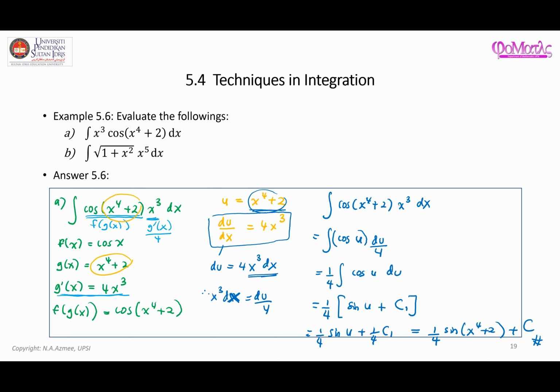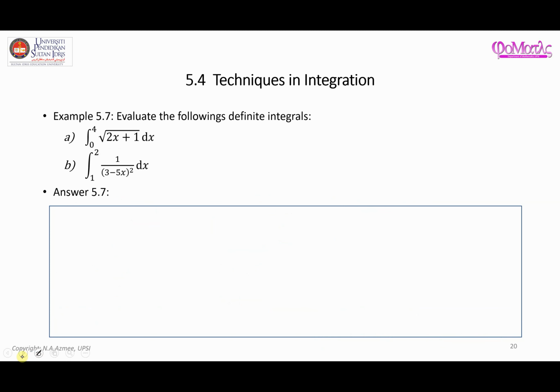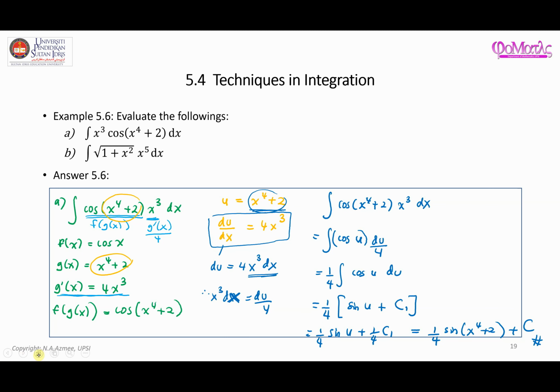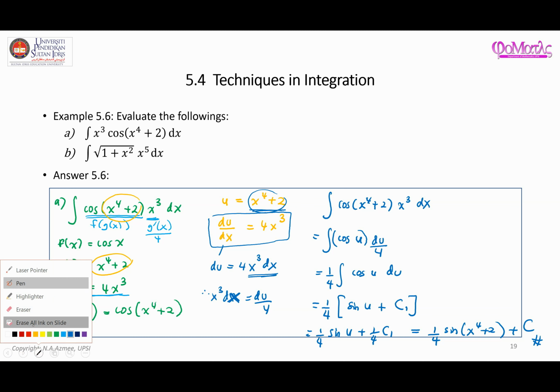Right. Next, let us look at the next example here. I'm going to erase the slide here.